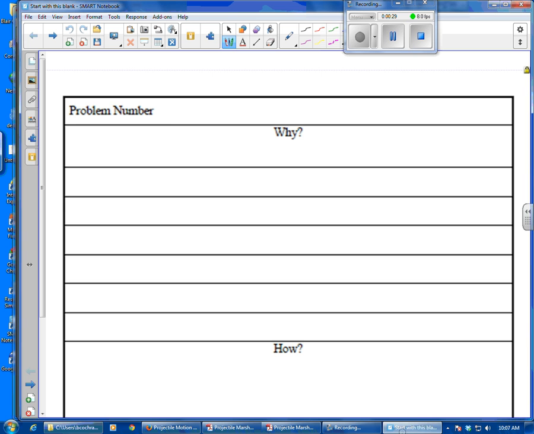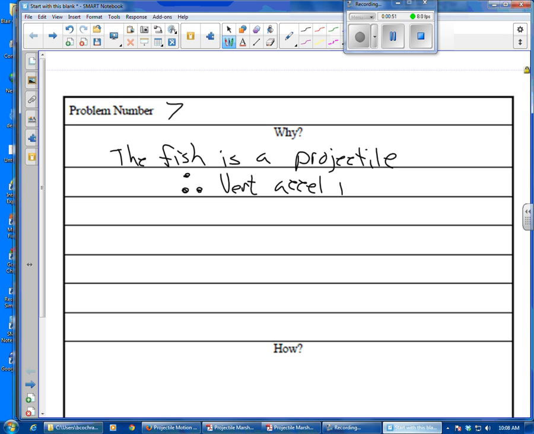is the fish is a projectile. Therefore, the vertical acceleration is 9.80 meters per second squared, and the horizontal acceleration is 0.